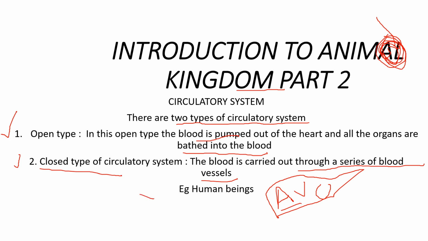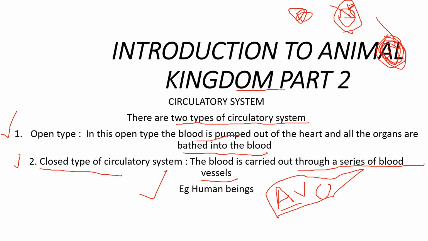Example, human beings. So in open type, the blood is directly bathed into the organ. If I consider this is an organ, the blood is flowing from the heart and the organ is completely bathed in the blood. If I consider this as liquid, that is nothing but blood. So if this is an organ, it is completely bathed in blood.